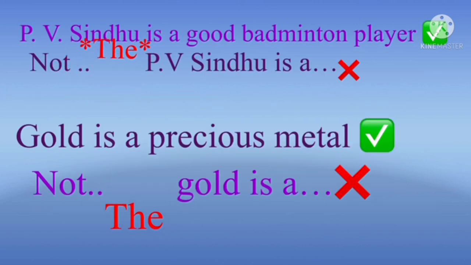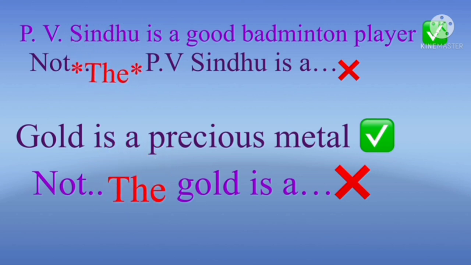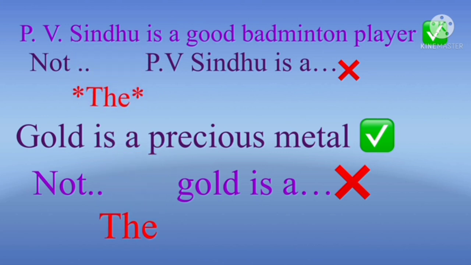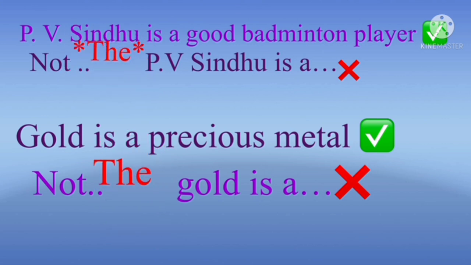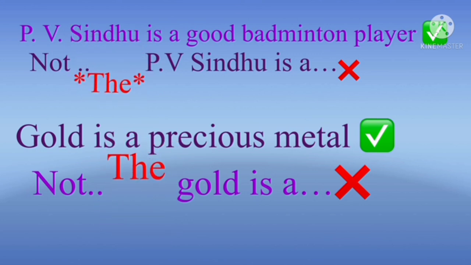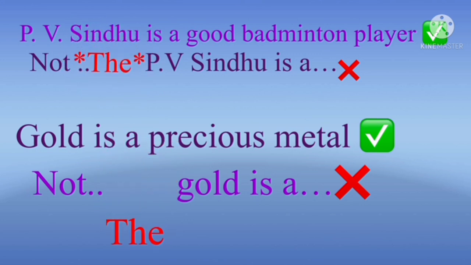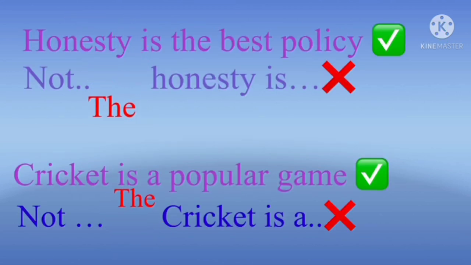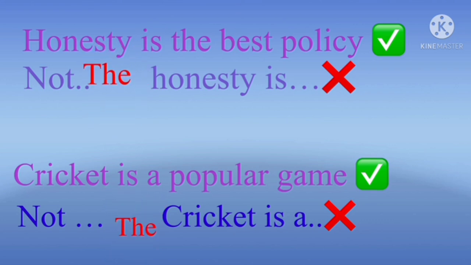Let us examine this sentence. P.V. Sindhu is a good badminton player. We never say the P.V. Sindhu is a good badminton player. In the second sentence, gold is a precious metal. We should not say the gold is a precious metal. Honesty is the best policy. We should not say the honesty is the best policy. Cricket is a popular game. We never say the cricket is a popular game because we don't use the article before sports and games.